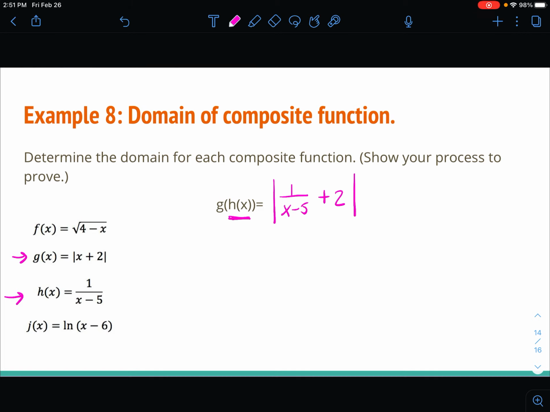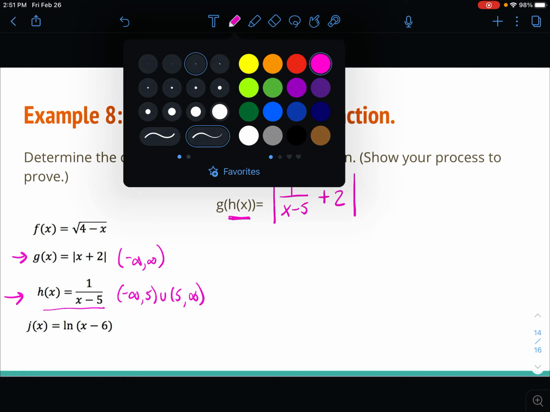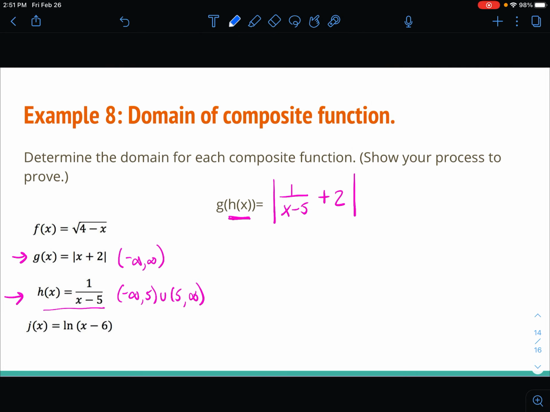Now, we've already talked about what these little domains are. Just for g of x, it was all real numbers. And for h of x, it was everything except for 5. We already did that previously. So now our job is to find out what's the domain of the composed function. Now remember, we were not allowed to use 5 in the input function. So no matter what, we can't use 5 in the composed function because it wasn't part of the players in the beginning. So where are the issues for this absolute value?